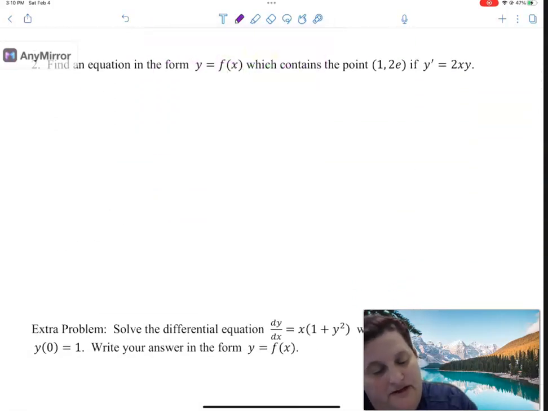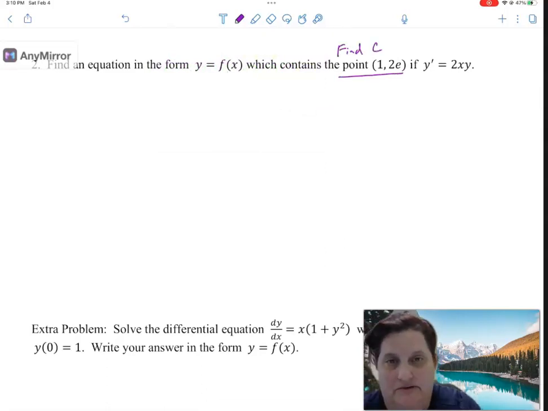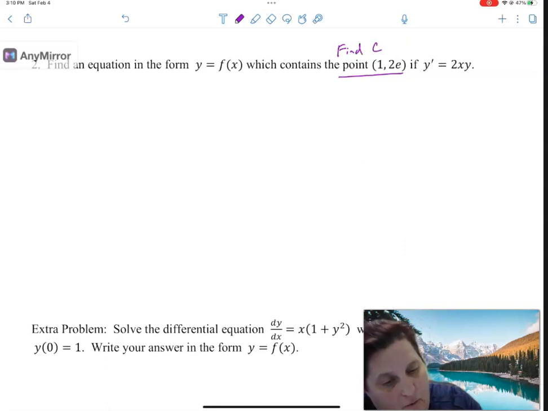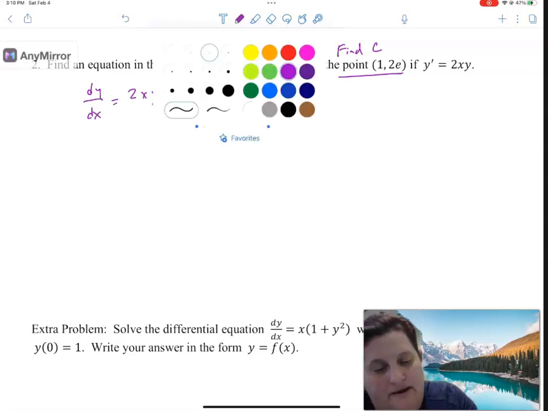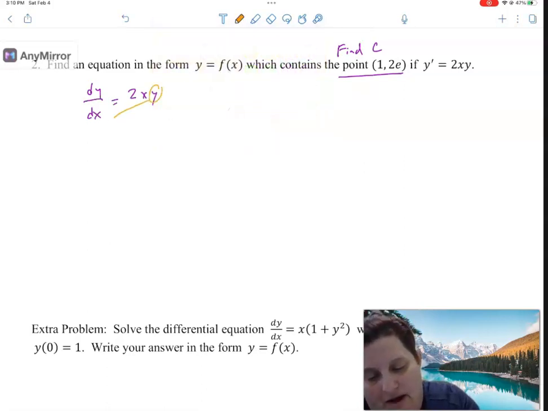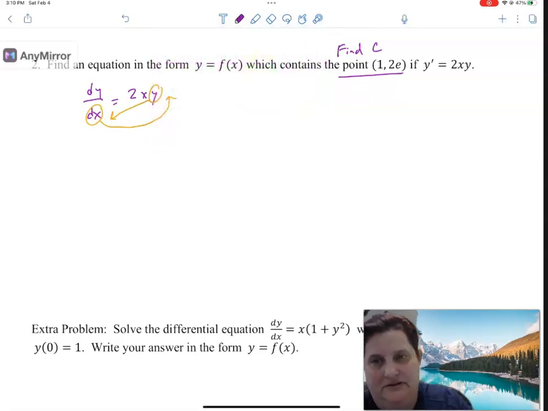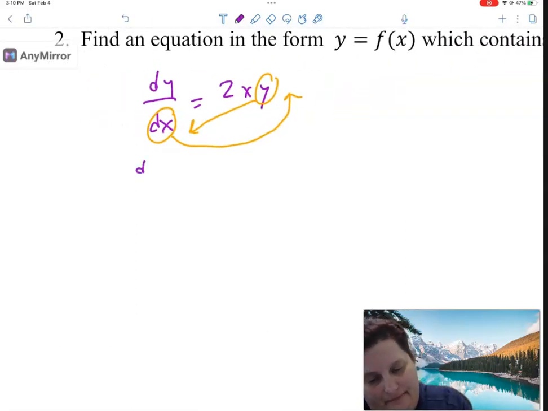Find an equation which contains the point. Now, when it's saying a point, that's what you're going to use to find c, okay? Y prime, you guys, means dy/dx. So I'm going to go ahead and separate these out. I need to bring the y down here. I need to bring the dx up here. Okay, so it's going to say dy over y is 2x dx.